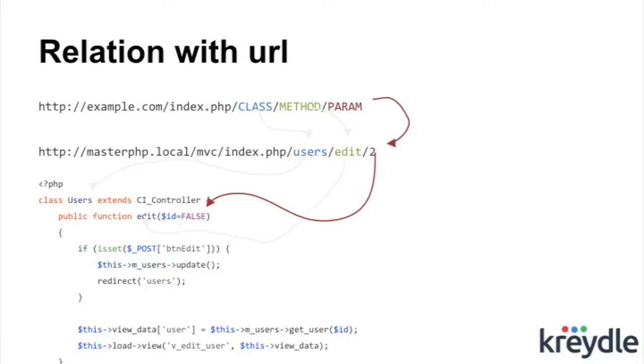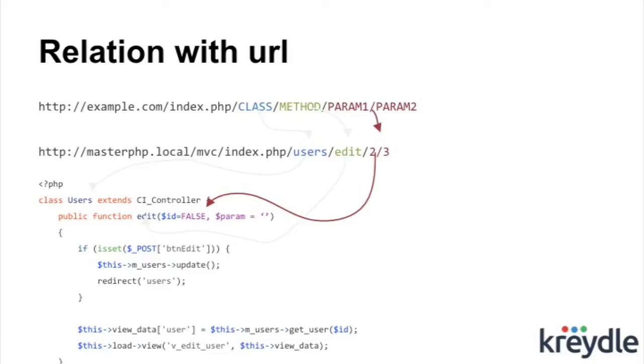Okay, the third one is parameter. Let's say your method requires some parameter. In this case, edit user, we require ID. So we can pass it like this, slash the number. So over here, we capture the ID and then we can use anything we want. Okay. So first class, this one, method, this one, param. Okay, got it?